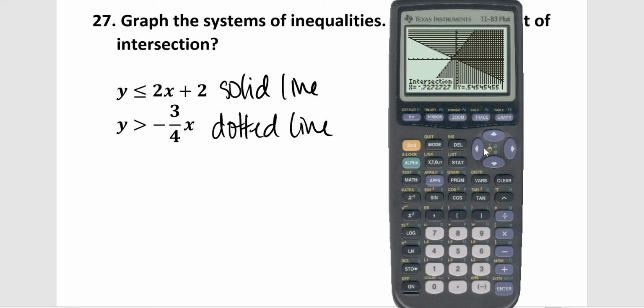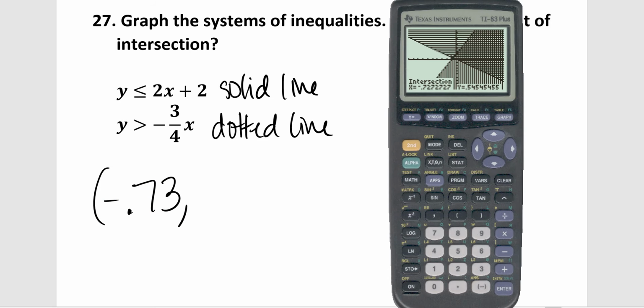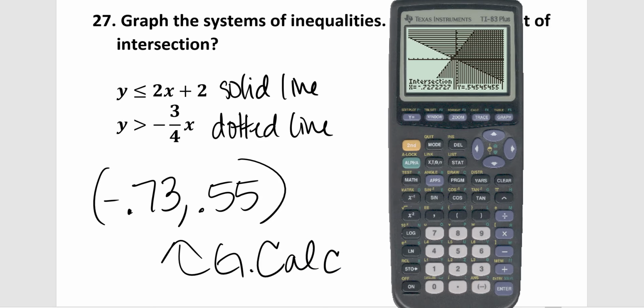So it is a decimal. In MAT1033C, I believe it says to round to the nearest hundredths. That's 2 decimal places. So x would be negative 0.73. And then y is going to be positive 0.55. Using the graphing calculator. All right.